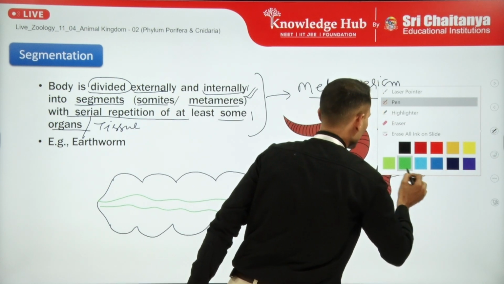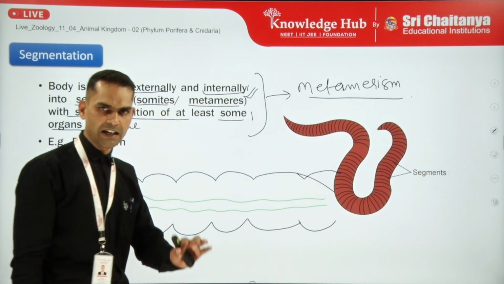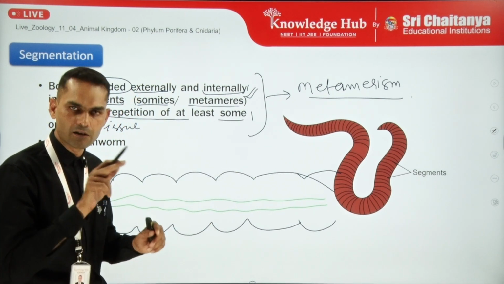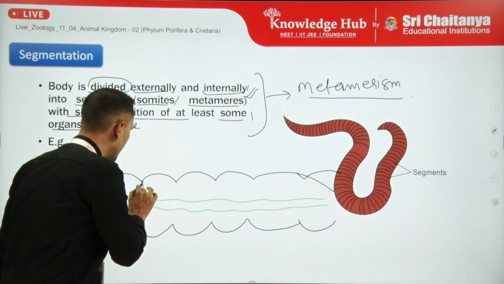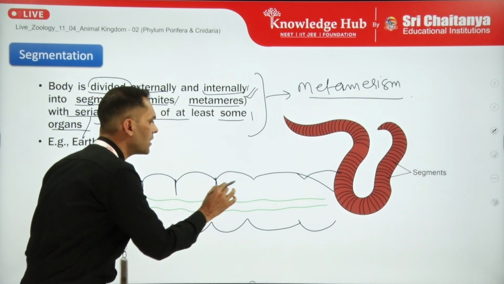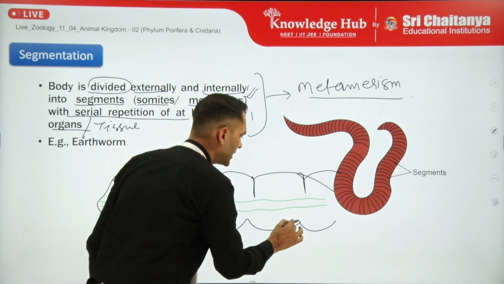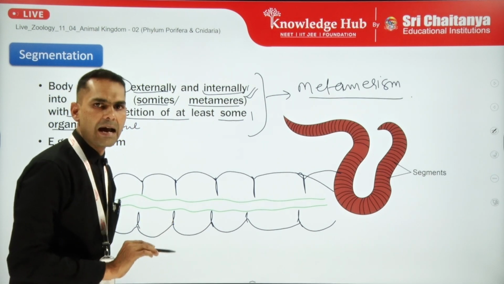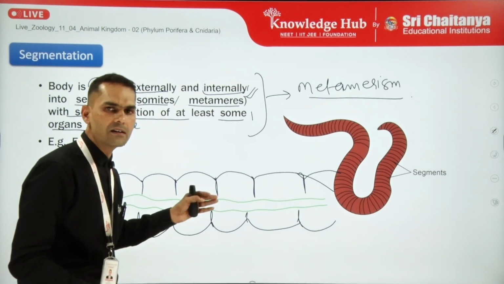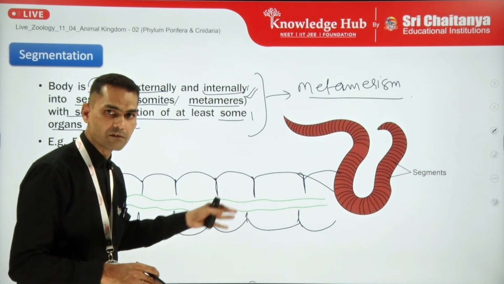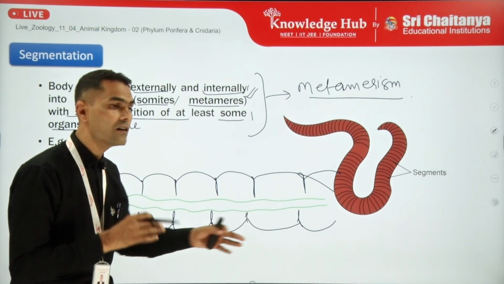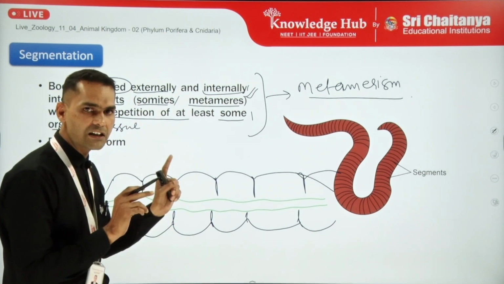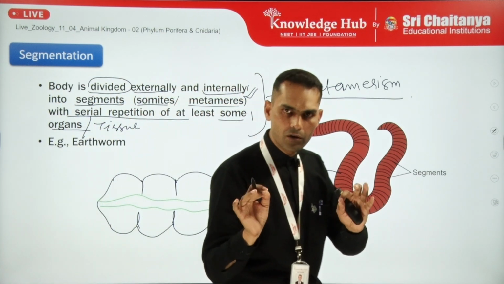But according to the definition of metamerism, the external segmentation, which is appearing externally in the form of circular rings in the earthworm, corresponds to internal segmentation. That means the coelom cavity will also be divided due to the internal segmentation. So here we can see that internally also the body is divided. As a result, multiple metamers or somites or segments which are similar, which are alike, will form due to this internal division also. The coelom cavity will also be divided, and the other condition is serial repetition of some tissue or organs.